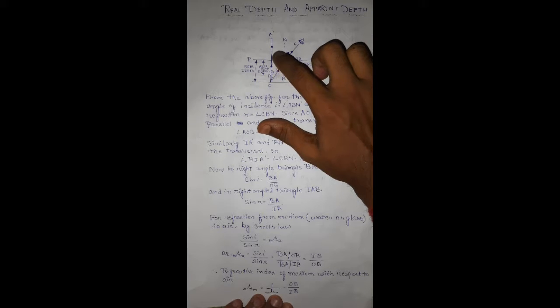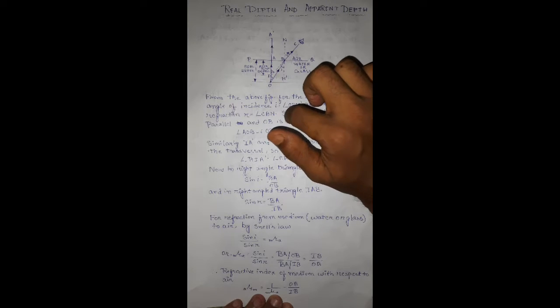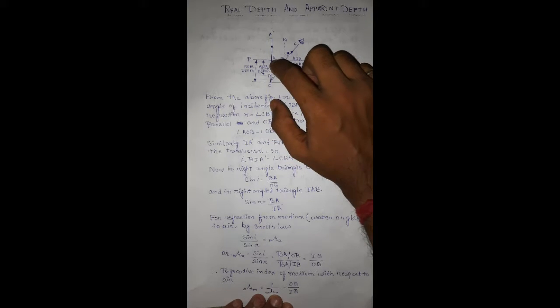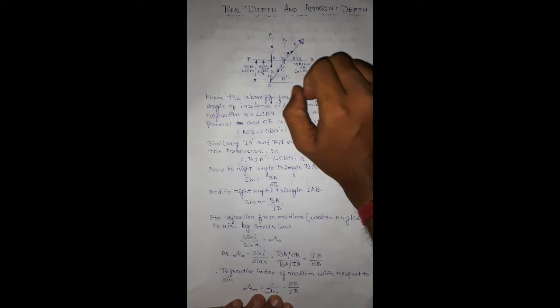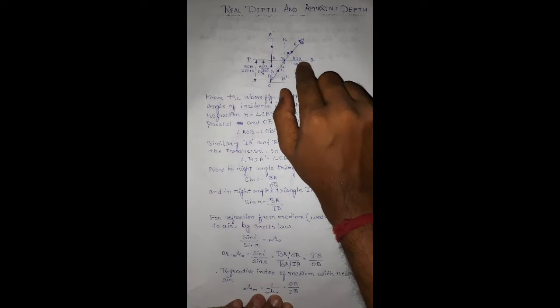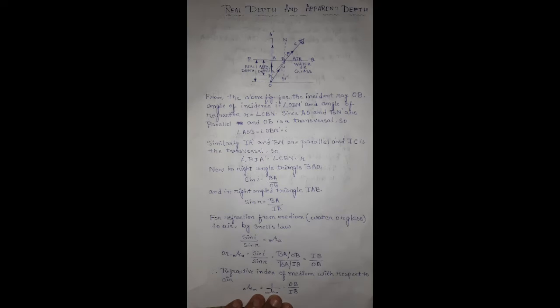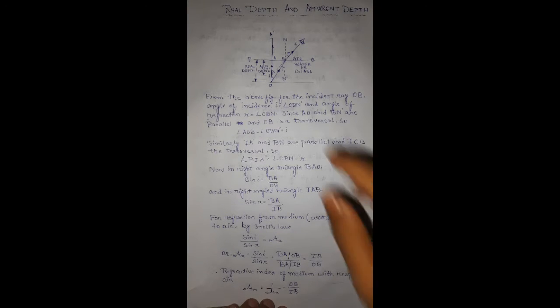Here you can see AI is the apparent depth. I am repeating again, AI is the apparent depth, which is appearing less. I am going to explain this later in this part. And AO is the real depth. Okay, clear? And PQ is the boundary. Now let me explain how this came. Why is this apparent depth coming?